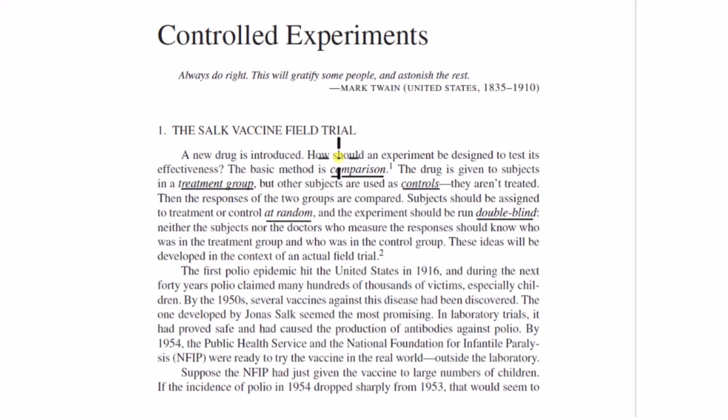Ideally, you want the comparison between groups to have only one variable, whether the person received the drug or not, and that's it. That's the only variable, ideally, in a perfect controlled experiment.